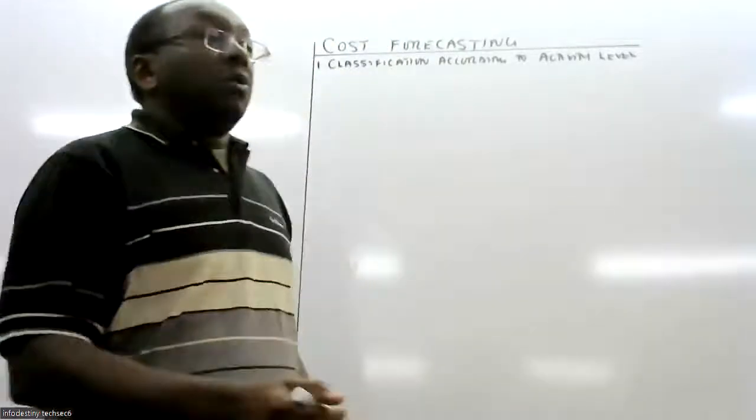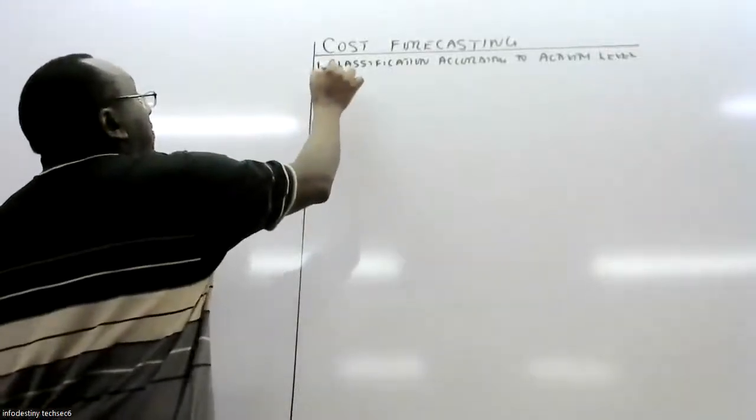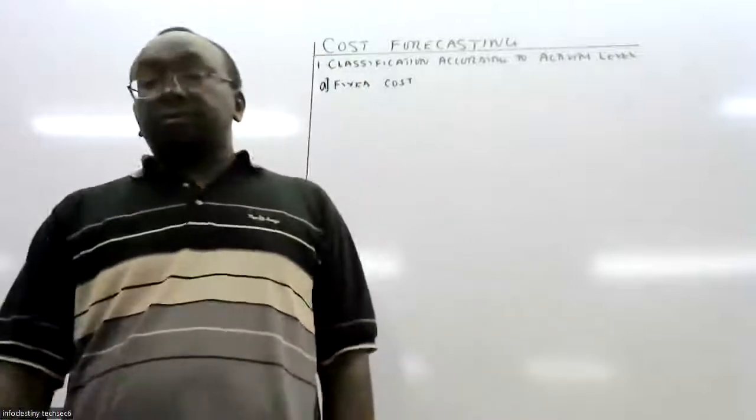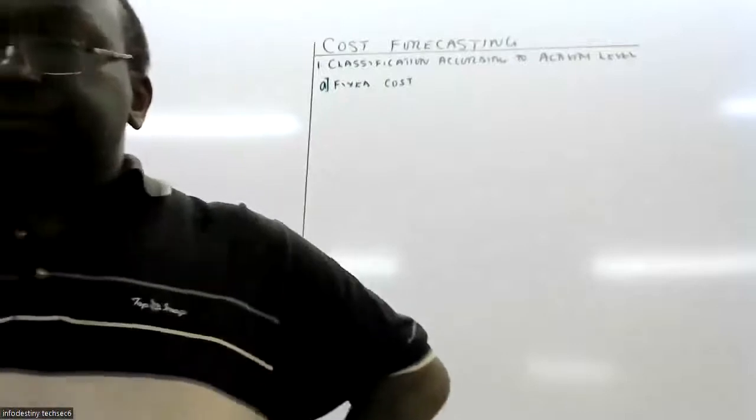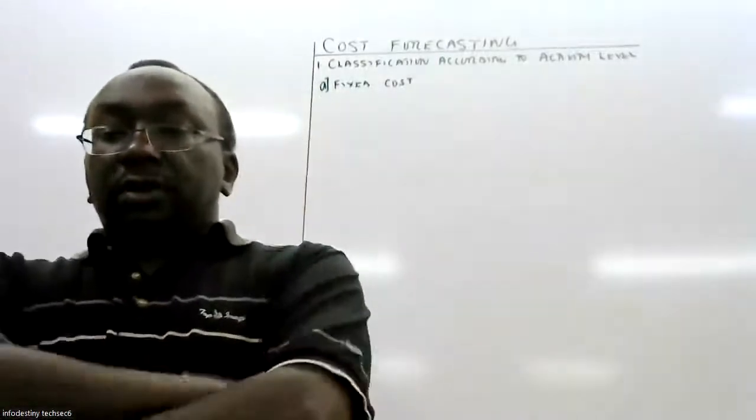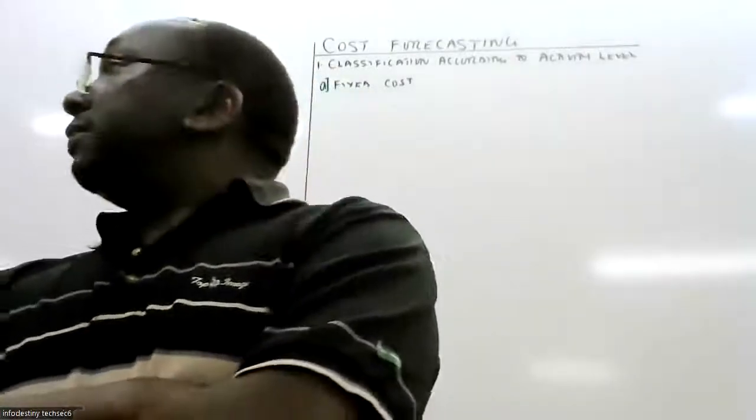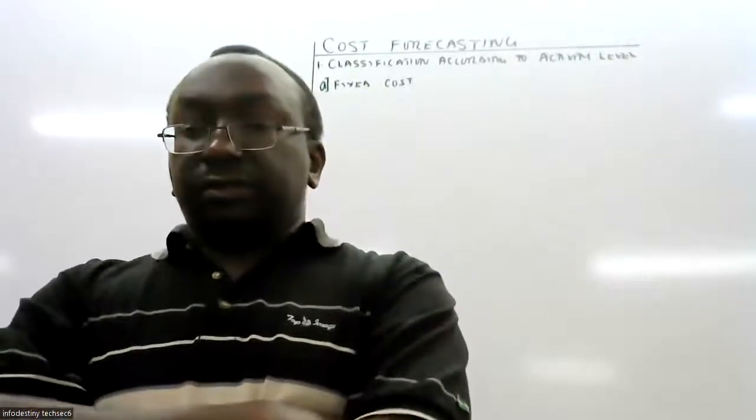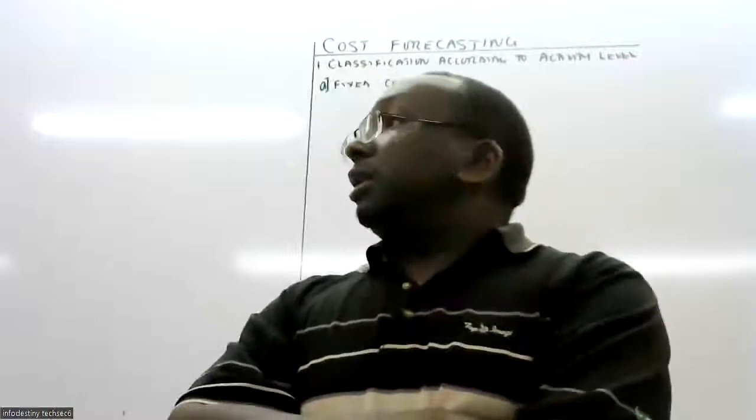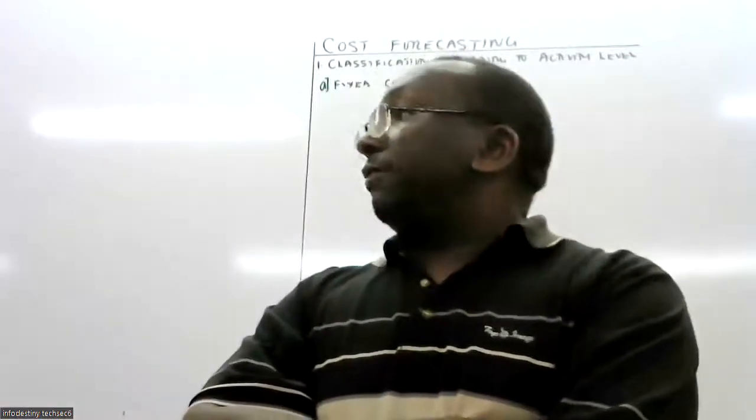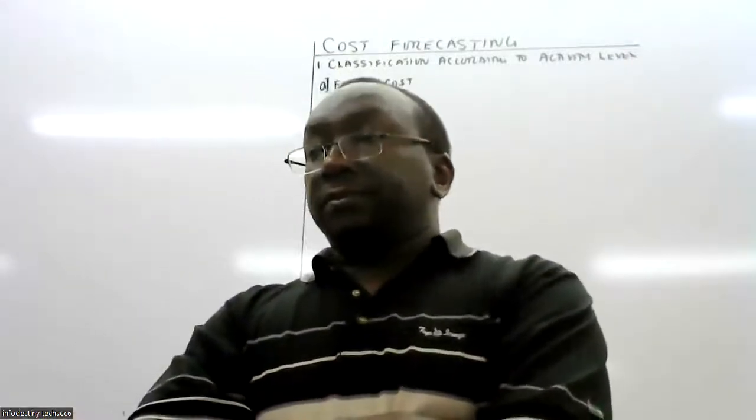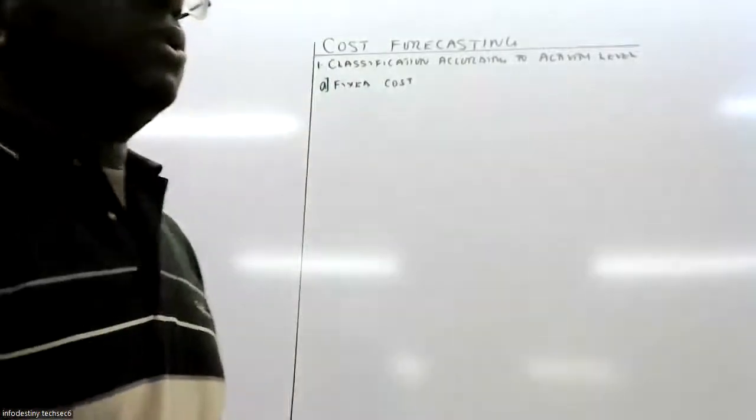First of all, we have a fixed cost. We write that this is cost whose total amount does not change as the activity level changes. It is usually expressed as a single total figure.